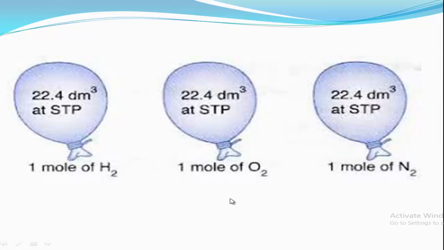But their mass is different, because the mass of 1 mole hydrogen is 2 gram, the mass of 1 mole oxygen is 32 gram, and the mass of 1 mole nitrogen is 28 gram. So the mass of these gases is different, but the volume is always the same, and it is fixed at 22.4 decimeter cube.